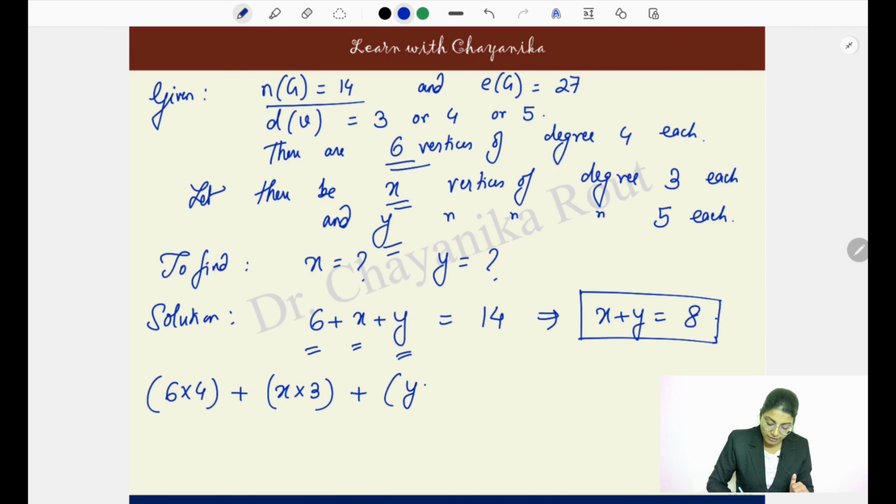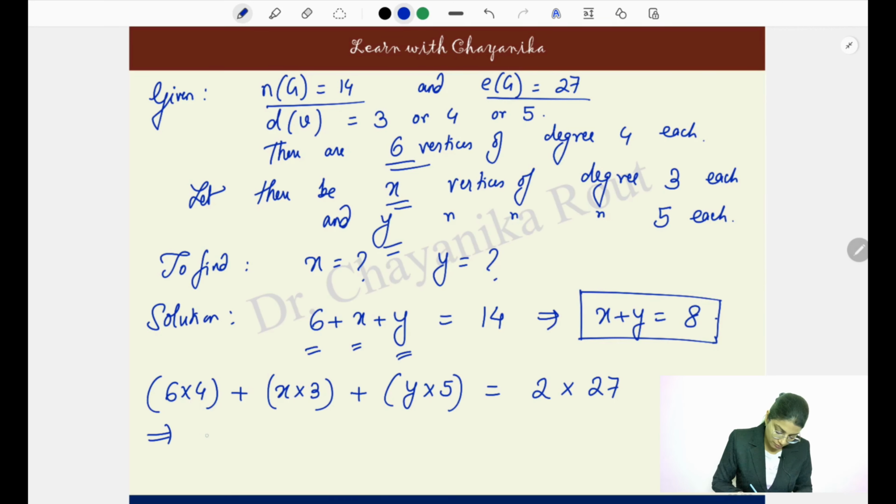And there are y vertices of degree 5 each. So this is the sum of the degrees of all those y vertices, and there are no more vertices in this graph, and their degree sum is nothing but twice the number of edges in the graph, and size, that is number of edges, is 27.